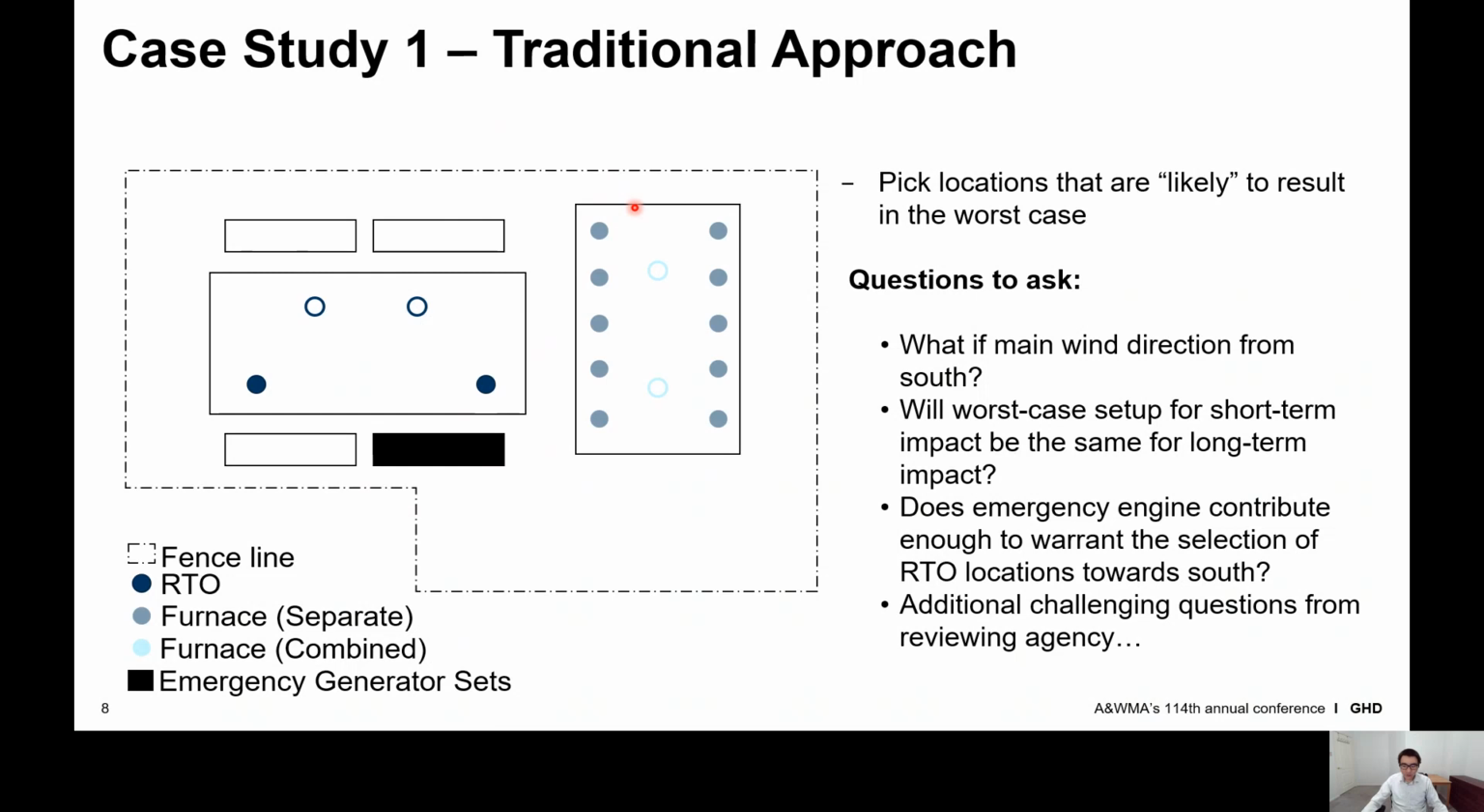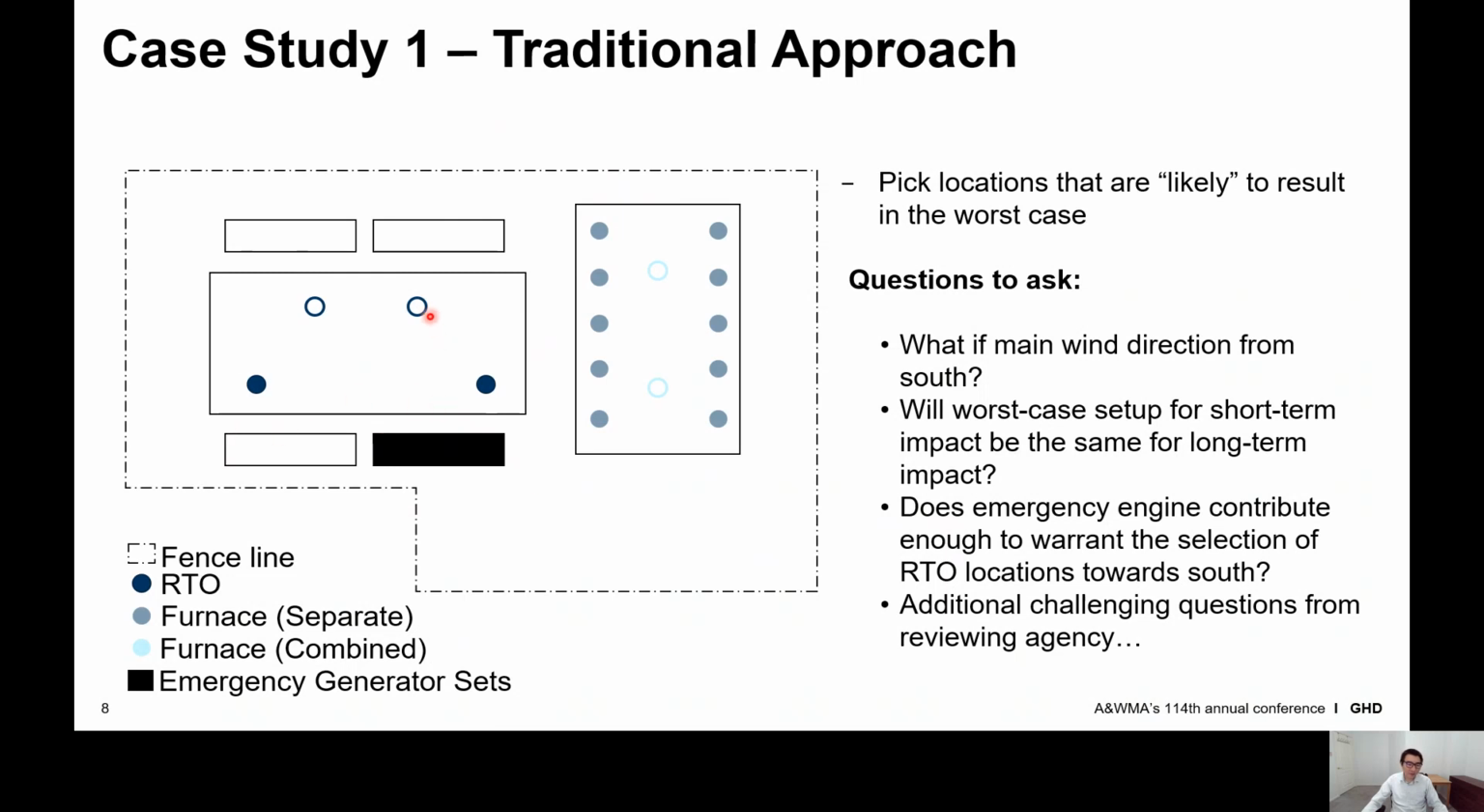And also, really, does the emergency engine contribute enough to warrant selecting the RTO location towards these cells? What if those emergency engines are only running, for example, 50 hours per year? We could use intermittent guidance to categorize NO2 emissions. So in those cases, maybe they were not really worth considering together.